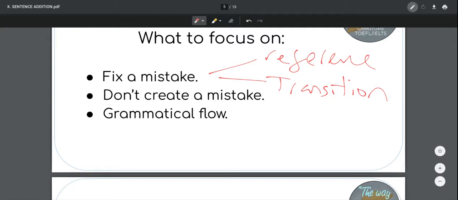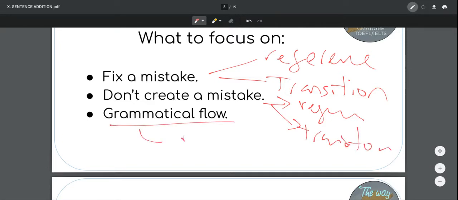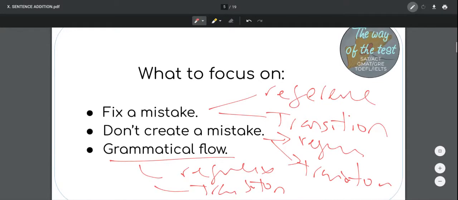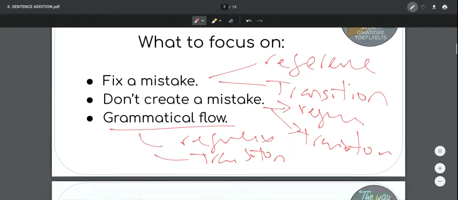When we focus on not creating a mistake, we're also going to not create a mistake of references and transition. And believe it or not, when we talk about grammatical flow, we mostly are also talking about reference and transition words. Now, reference, we're going to use the same theory we used for the reference question before: singular with singular, plural with plural, who with people, that with things. What there refers to a place, like everything we just saw in the previous question type, it will also be applied here in this question type.